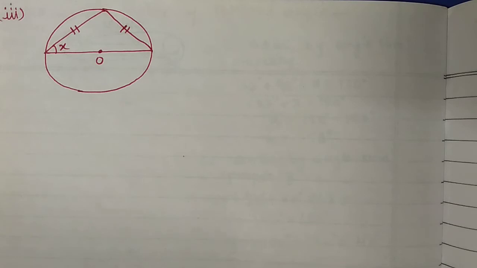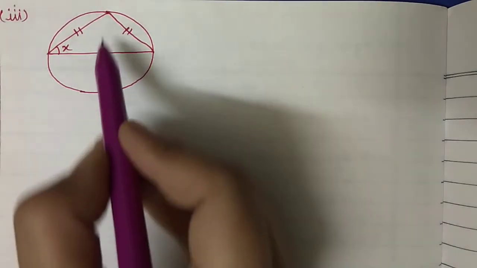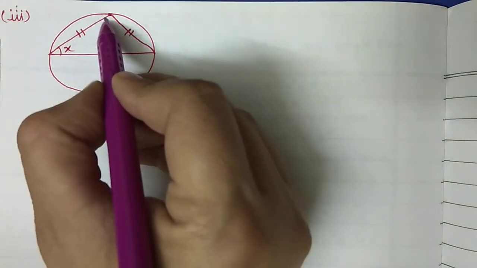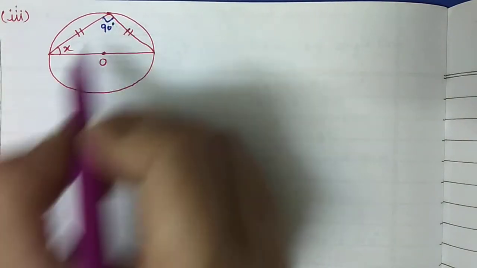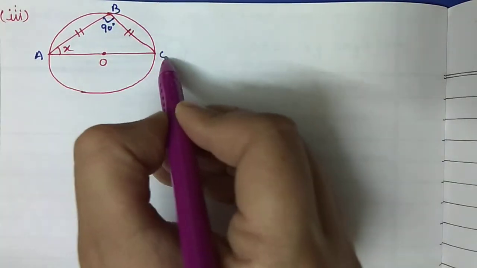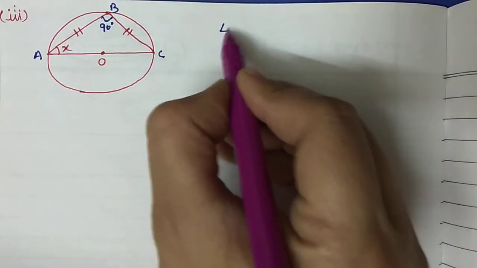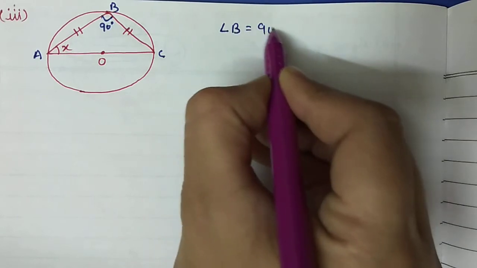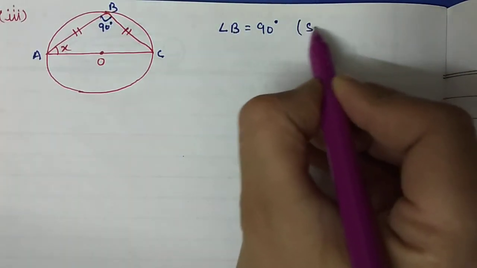Next, third part of question number 5. Figure is given here. In this figure, this is a semicircle angle, so this angle will be 90 degrees. We can name this figure A, B and C. We can write angle B is equal to 90 degrees. Reason: here semicircle angle.